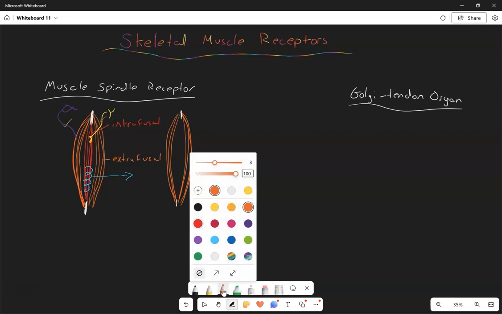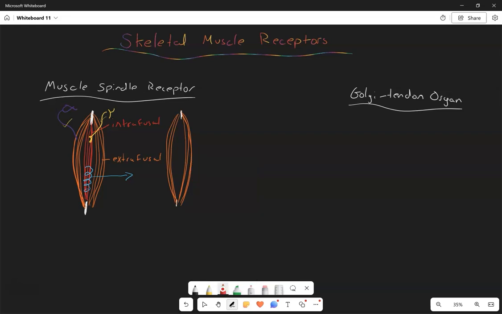But what would happen if we did not shorten the intrafusal fibers? Notice that they would go slack like this, right? And so if they were to go slack, there's no stretch on them. There's no tension on them. If there's no tension on them, this gets shut off, right? So we don't want that to happen.